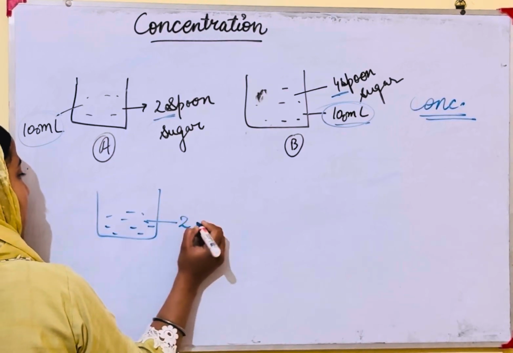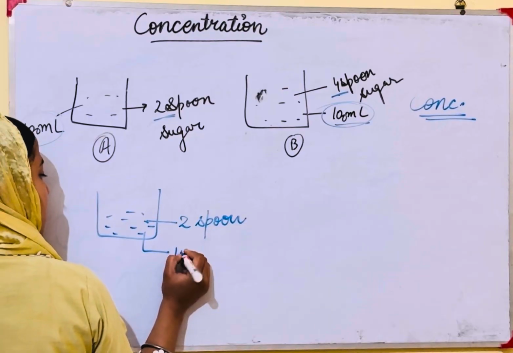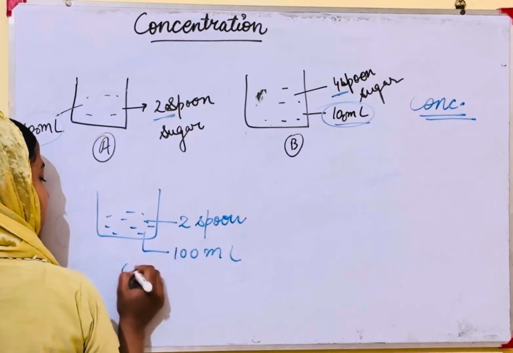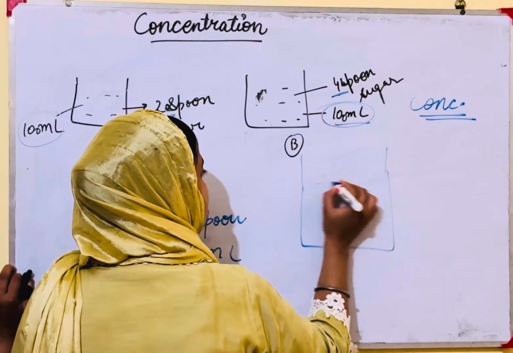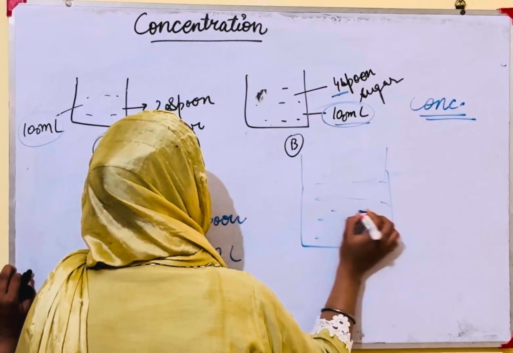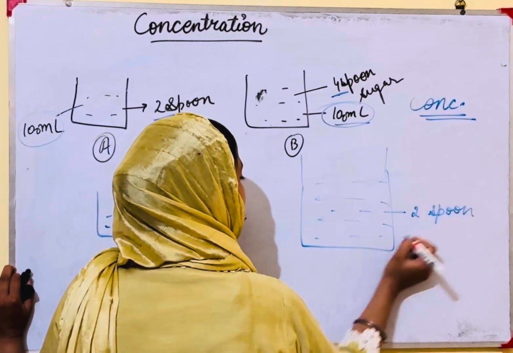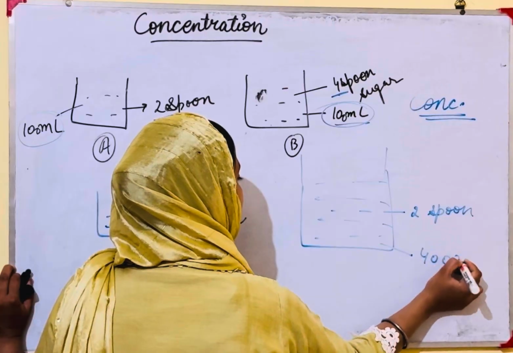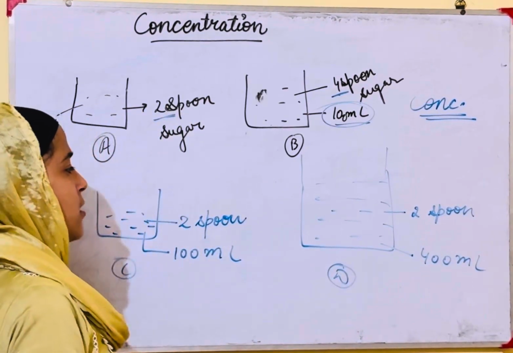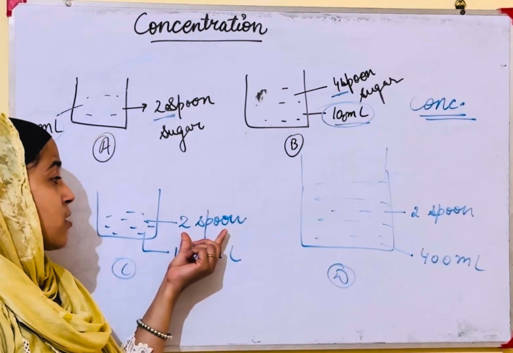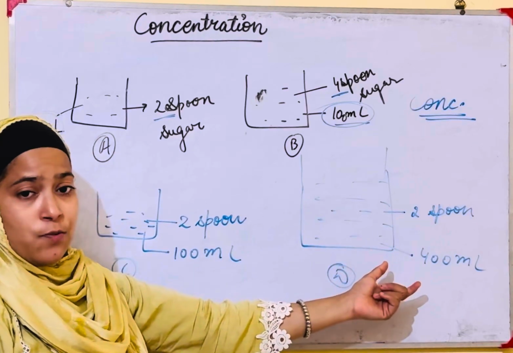Now if we consider another example, here is the beaker. In this beaker we had 2 spoons of sugar and this is 100 ml. Again 100 ml. This is C case, and in D case what will happen? Here we add 2 spoons, but these 2 spoons are present in 400 ml of solution. Now in this C and D case, tell me which is more concentrated. Here the amount of solute remains same, but the amount of solvent is changed.